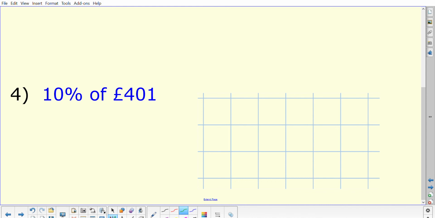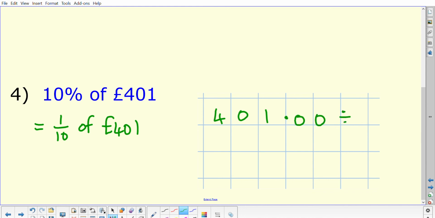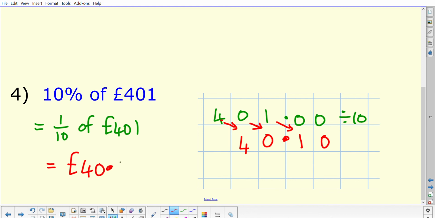So again here, 10% of £401. That means we're doing 1/10 of £401. And that means I'm going to do 401 divided by 10. That means the point stays put, and all the digits move in order. So that 4 moves where the 0 is, 0 moves where the 1 is, 1 after the point, and then you just need to finish off your amount of money with a 0 on the end. So your answer would be £40.10.